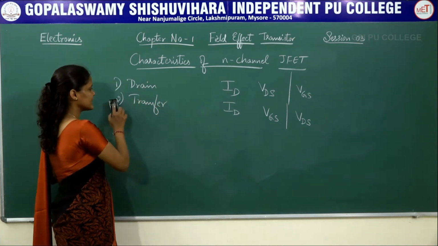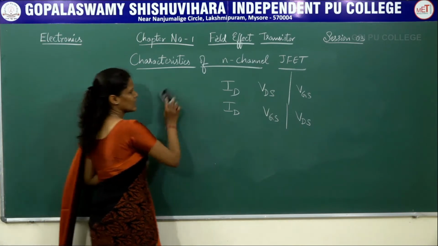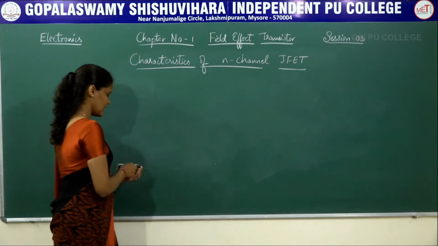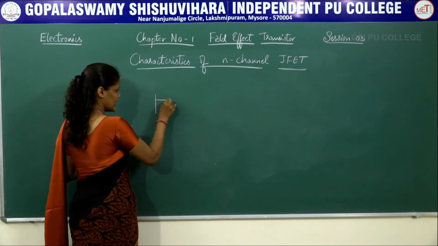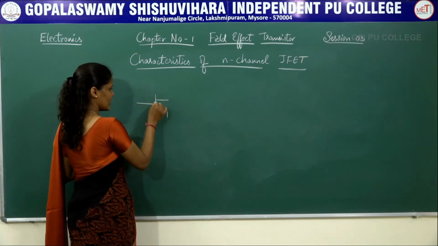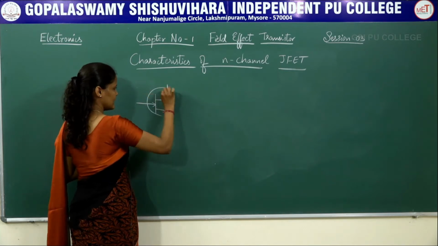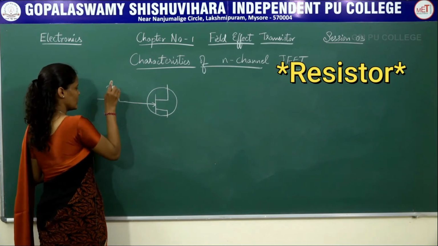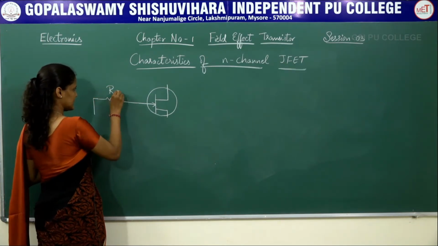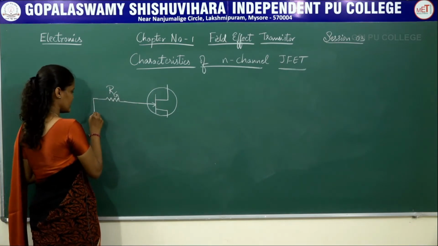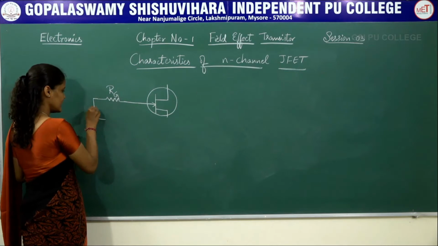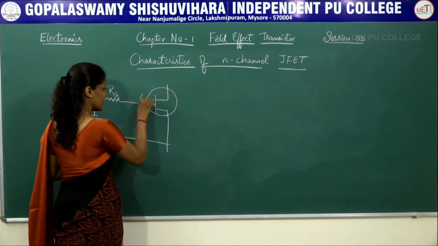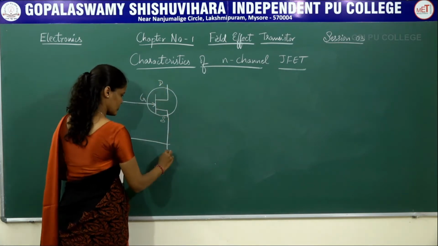So let us first understand the drain characteristics with the help of a circuit diagram which is used in order to draw the characteristics curve. Here I am using an N-channel JFET, so let me draw an N-channel symbol. So this is an N-channel. Here we will be using a gate resistance RG, which is connected in the reverse biasing condition. This is the negative terminal and this is the positive terminal, and this is the gate terminal, drain, source.